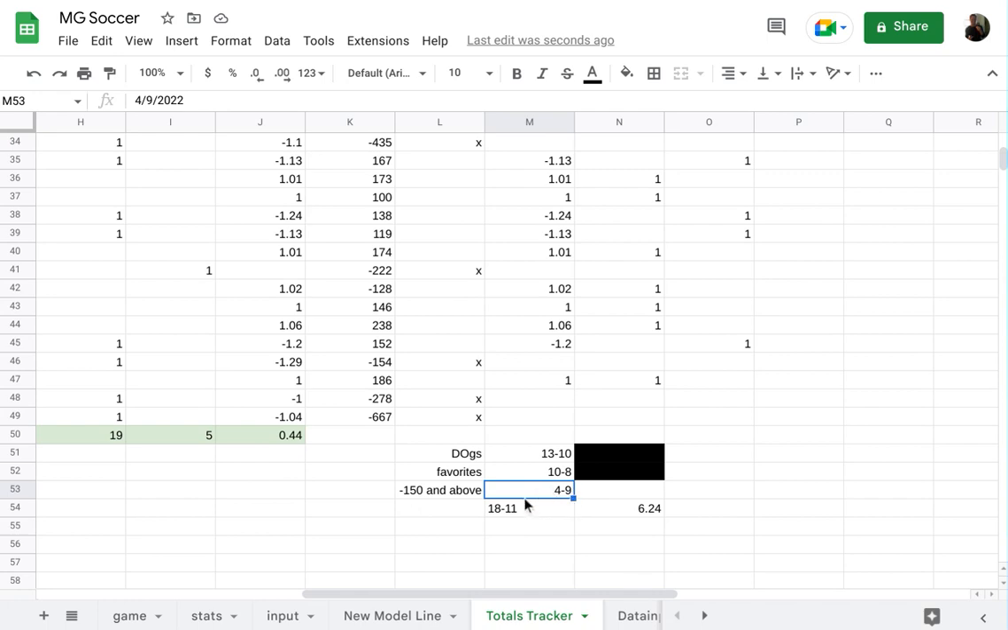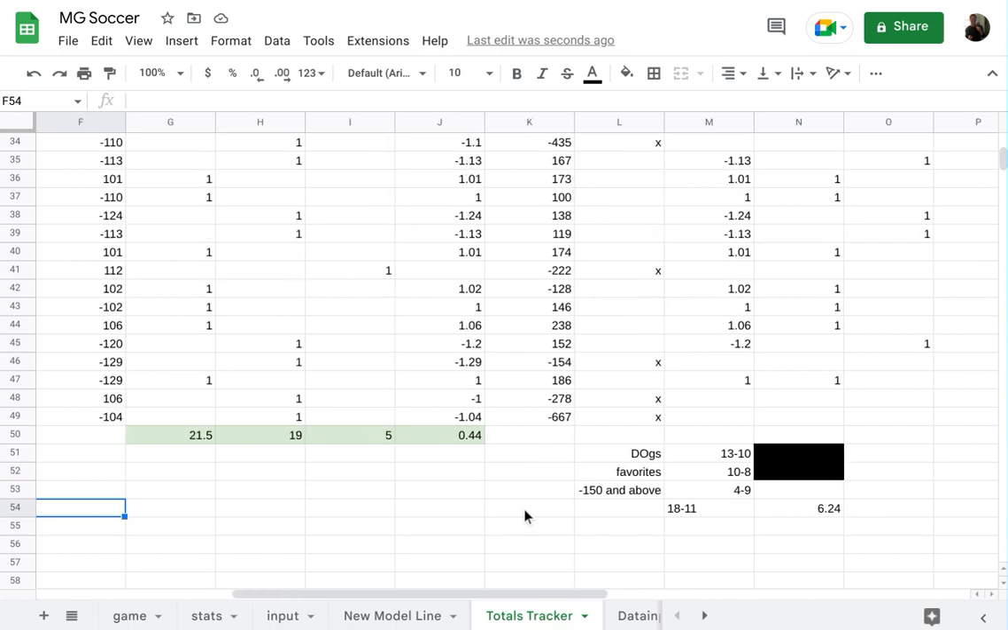So then what I was explaining on this side, I basically eliminated all of the matches that were minus 150 above, and then played everything else. So if the home team was less than minus 150, then it was considered a play on the unders. And look at the results. 18-11, up 6.24 units, all the way from 21-5, 19 losses, 5 draws, 0.44 units. So that's a huge improvement over that.